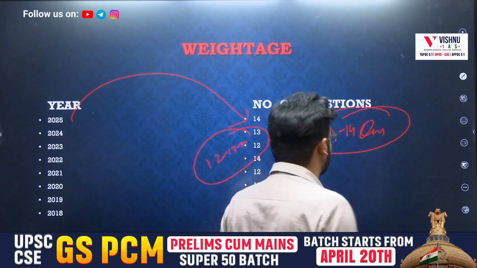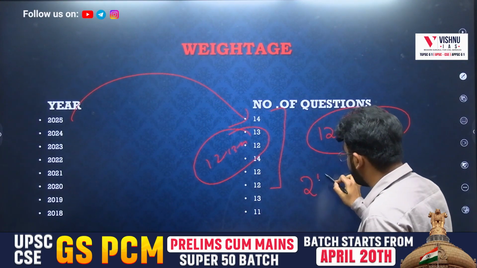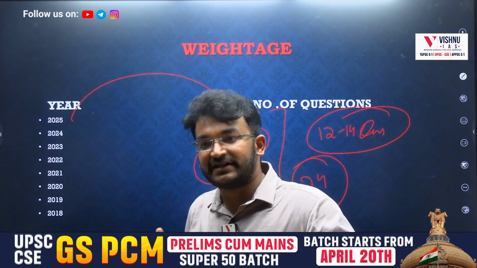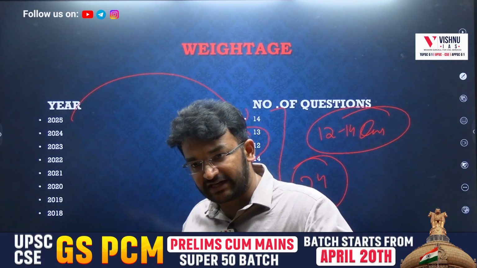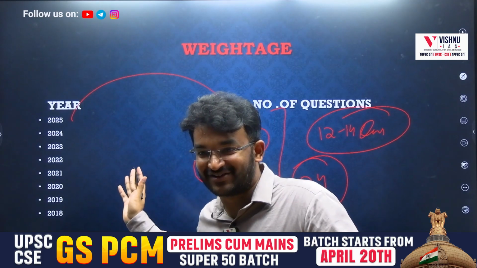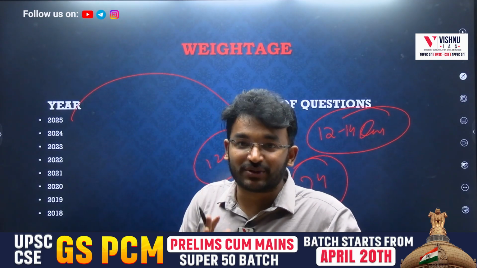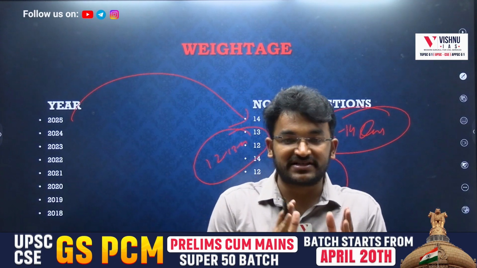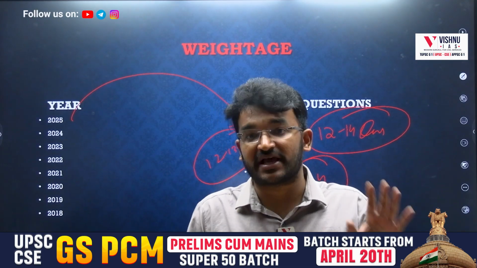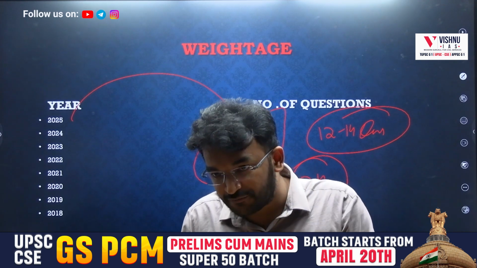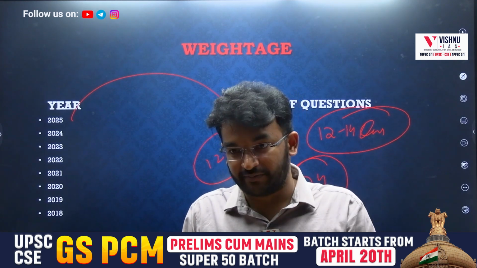Say, 12 into 2, that is 24 marks. The thing is that you might get up to 70 or 80 with the core subjects, but you cannot touch the cutoff without science and technology. Understood? So we need to have sufficient grip on this. As I mentioned, in prelims science and technology has a weightage of 12 questions, 24 marks. That is the bare minimum.